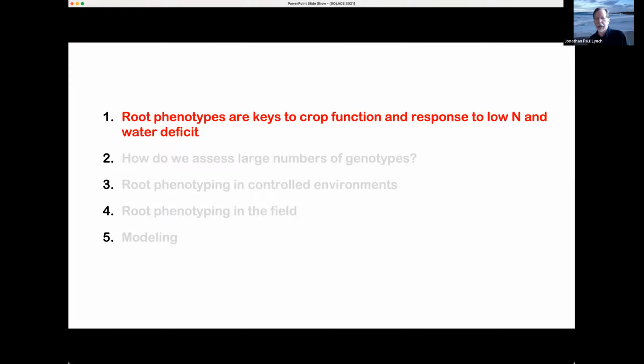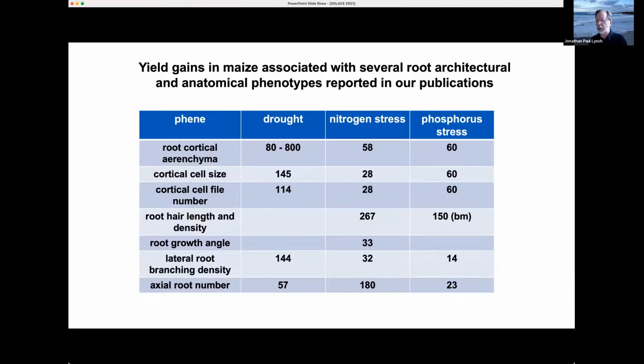So the first topic I was assigned: root phenotypes are keys to crop function and response to low nitrogen and water. Now, again, I will not attempt to summarize a rather large literature on this topic. I will just give you an example of our own work with one of the species we have worked with, maize. So here we see some phenes. A phene is an element of a phenotype that we have worked with in terms of yield of maize.